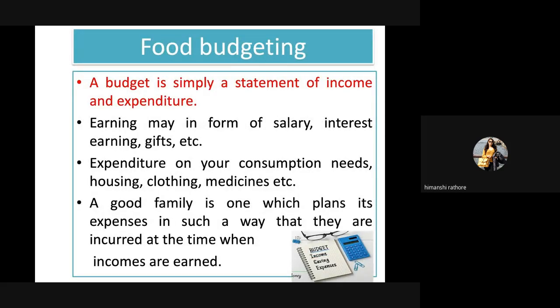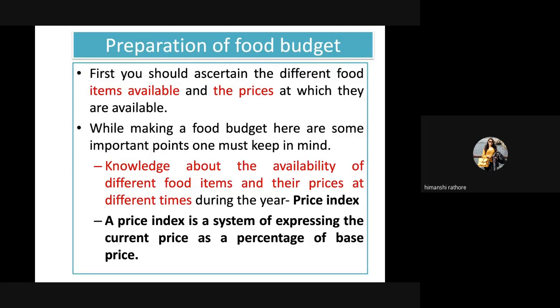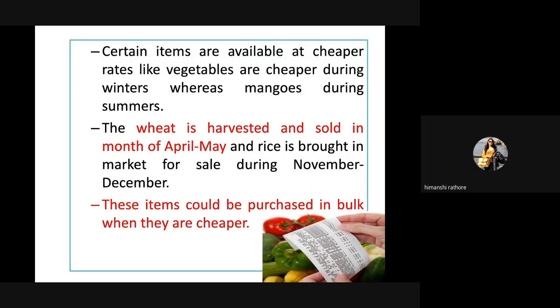Then we talked about the food budget. Budget is nothing but the amount of money you are spending on buying food for your family. Then how can you prepare a good budget? First of all, you should know the market, the availability of ingredients, and the price. Then knowledge about the availability of different foods, which items are available in the summer season, which food ingredients are available in the winter season. So this knowledge should be there. Some are available at cheaper rates during winter. So all this knowledge should be there before purchasing food ingredients.